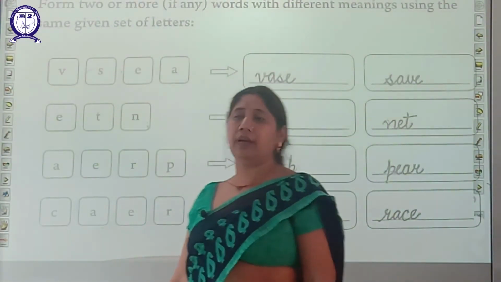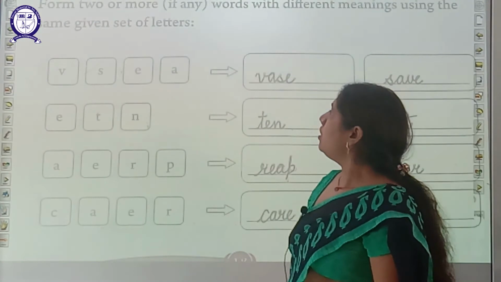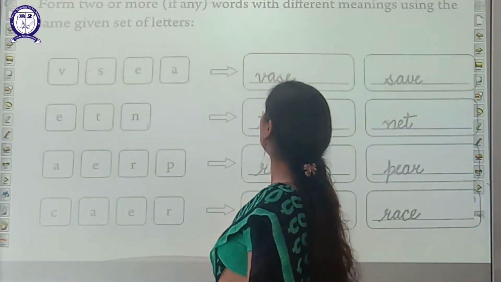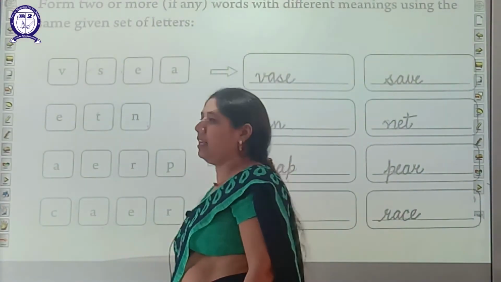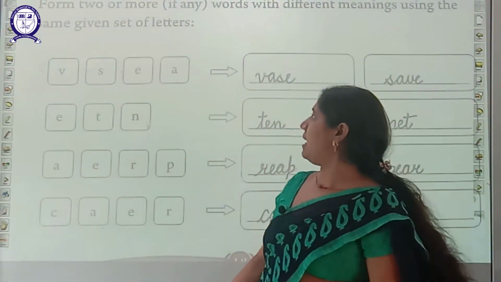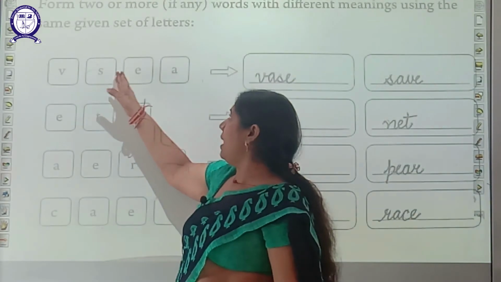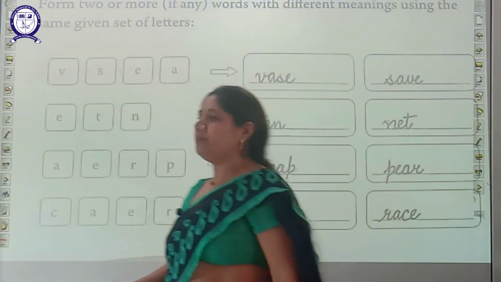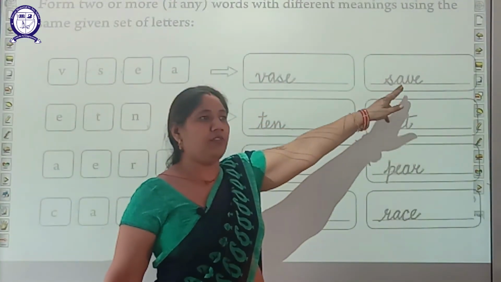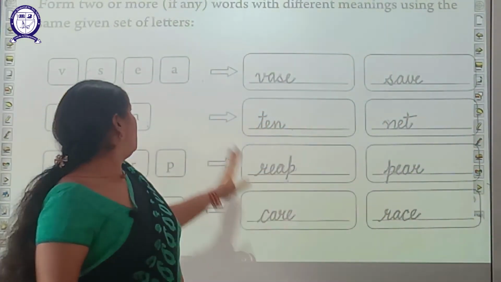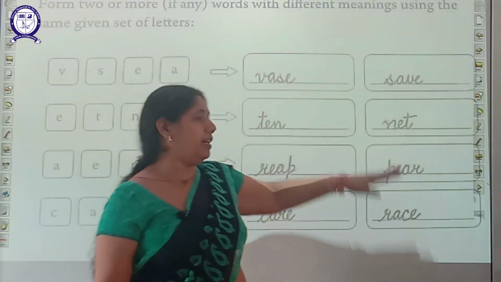Let's do some more exercise. Form two or more words with different meaning using the same given set of letters. We have given some sets of letters like W, S, E, A. So let's make new words from these letters, waste and save. We have to use only these letters to make the words.